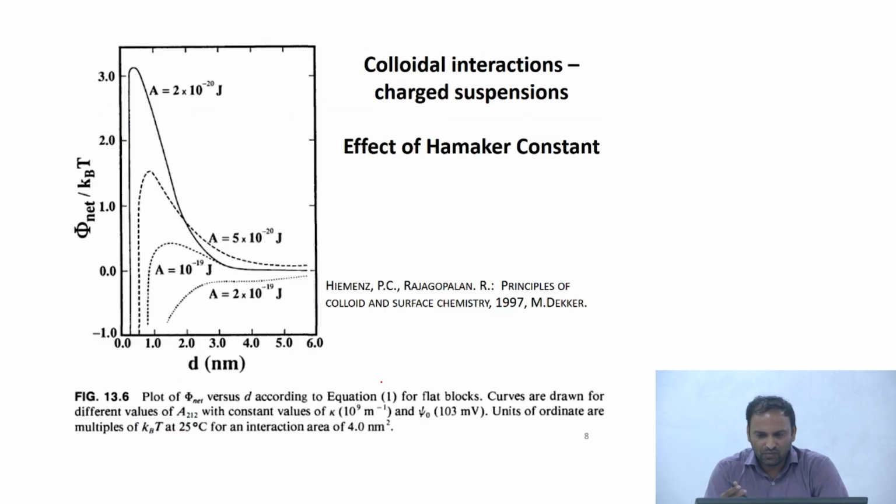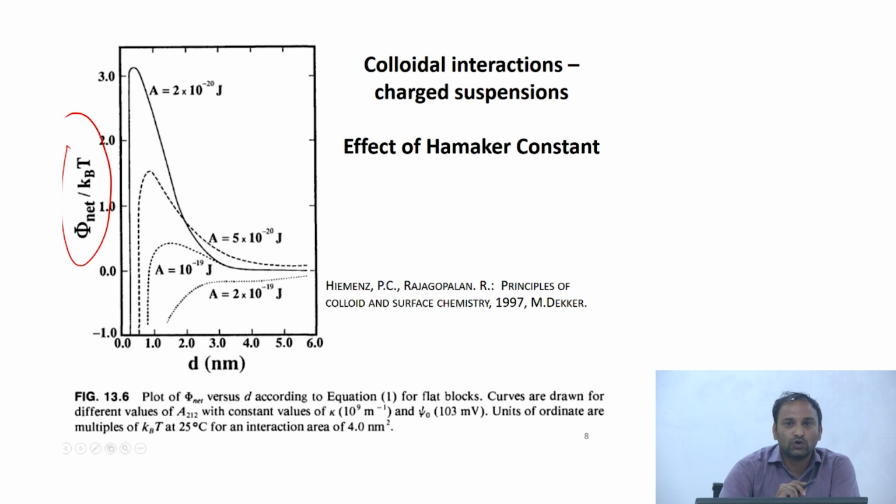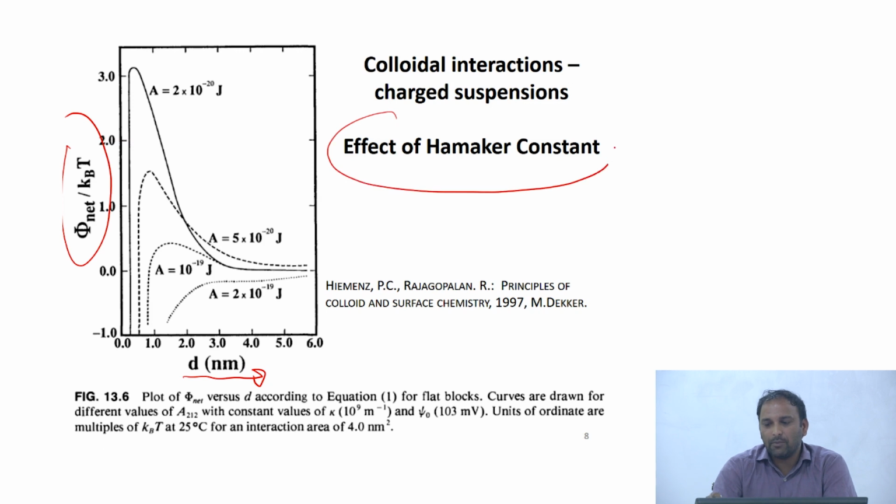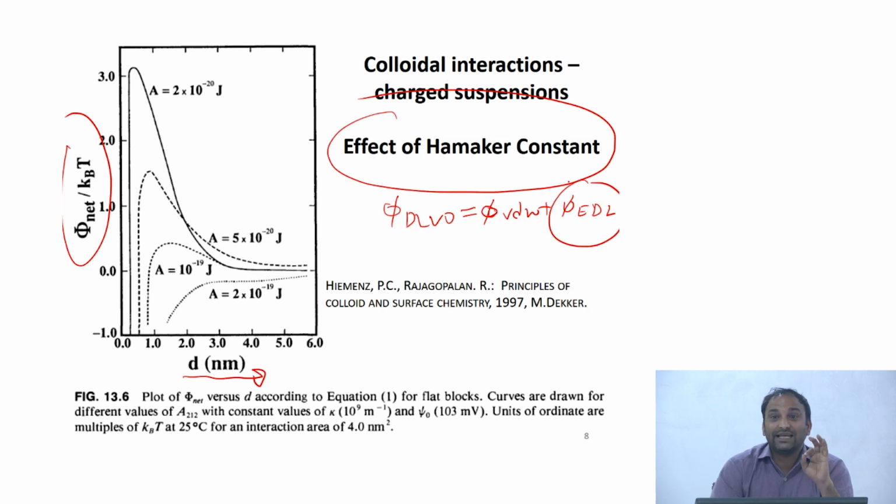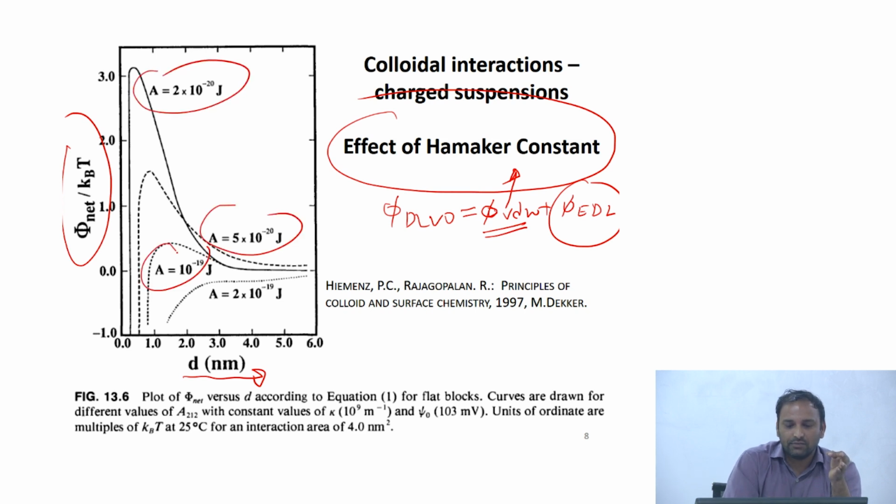This is your phi net, the total potential plotted as a function of distance. What is being changed is the Hamaker constant. What I mean by that is, your phi DLVO is phi van der Waals plus phi electrical double layer. Your phi electrical double layer is basically kept constant. The only thing that you are changing is the van der Waals force of attraction, and that I can change by changing A, the Hamaker constant.